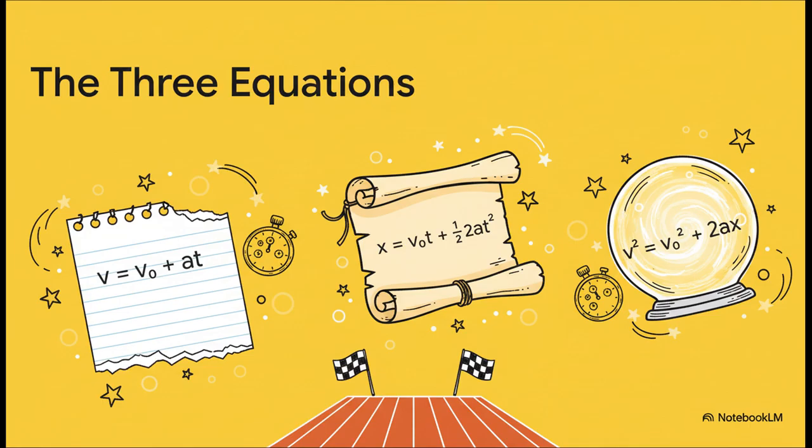Let's go through them. First, v equals v naught plus a times t. Second, x equals v naught t plus half a t squared. And the third one, v squared equals v naught squared plus 2ax. Write them down, say them out loud. These are your best friends for the exam.